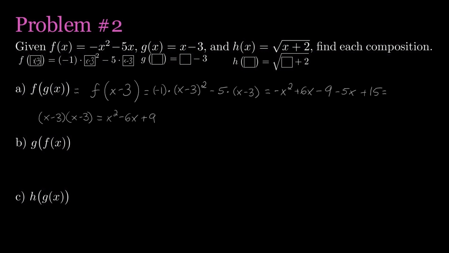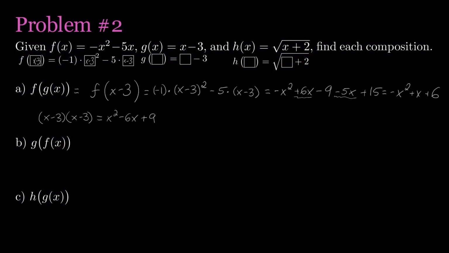So now we just combine like terms. There is only one second degree term, so it's going to be minus x squared. Then for the first degree terms, we have plus 6x and minus 5x, so that's plus a single x. And finally, the numbers are minus 9 plus 15. 15 minus 9 is 6, so it's going to be plus 6. And that's it for part A.